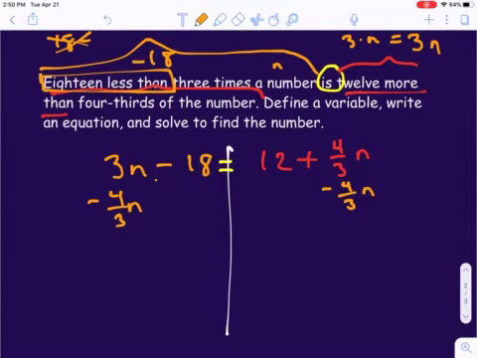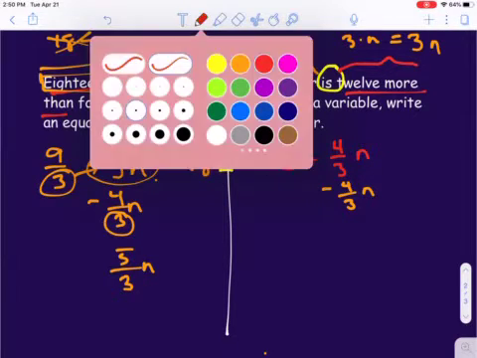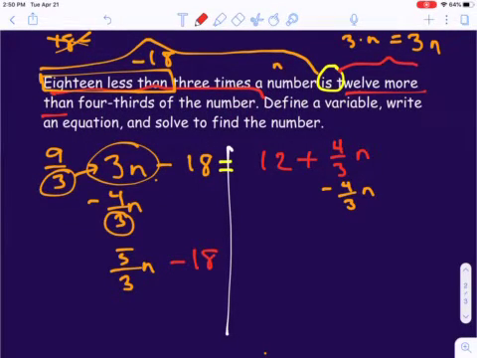What we've got to figure out is how many thirds is 3? Well, 1 whole is 3/3. So 2 wholes would be double that, 6/3. So 3 wholes is another way of saying 9/3. So what's 9/3 minus 4/3? Well, you just keep your denominator the same, and you go 9 minus 4, and you get 5/3. So you've got 5/3 n, and now I'm going to move that 18 over. So we're going to say minus 18 is equal to 12, and the 4/3 n canceled out.